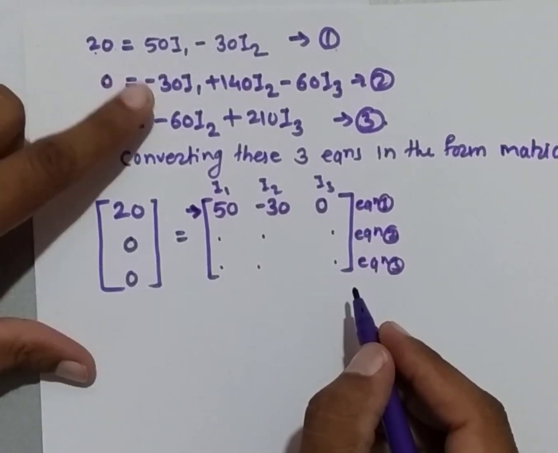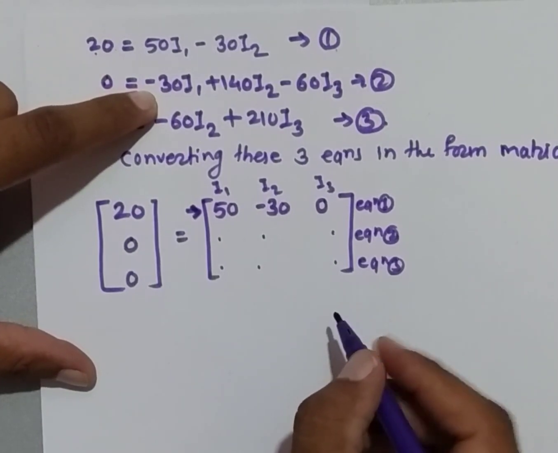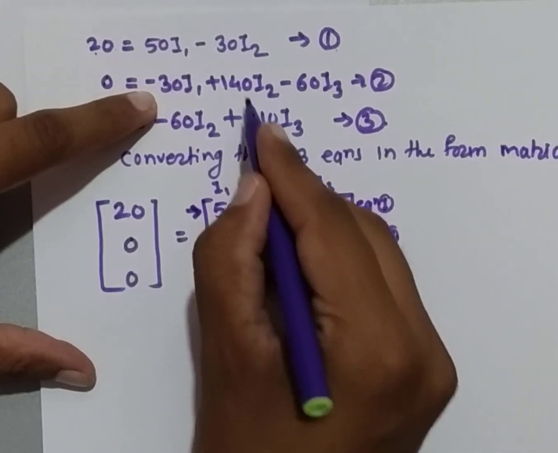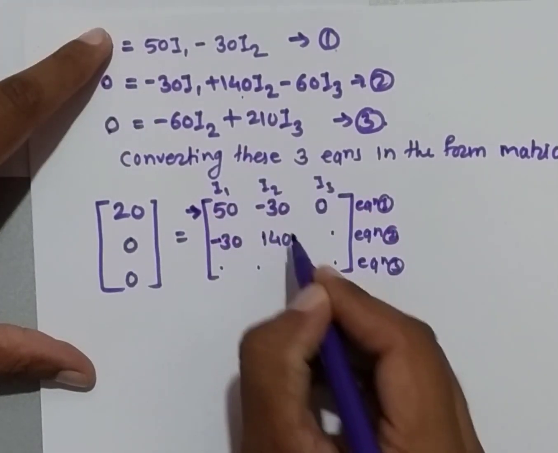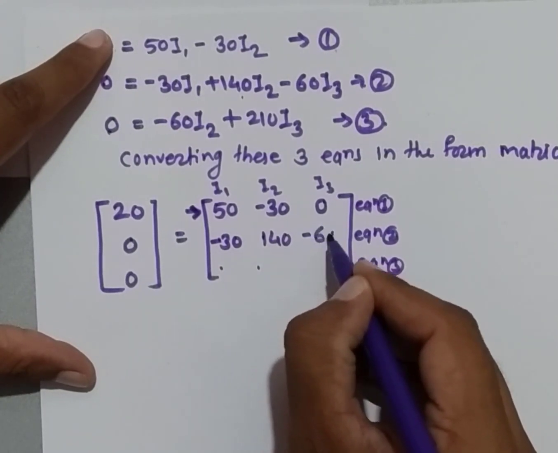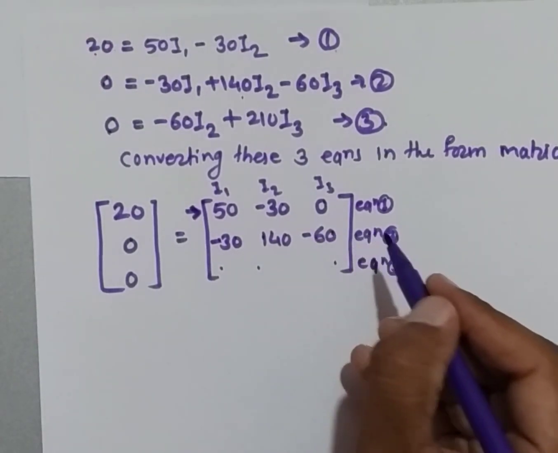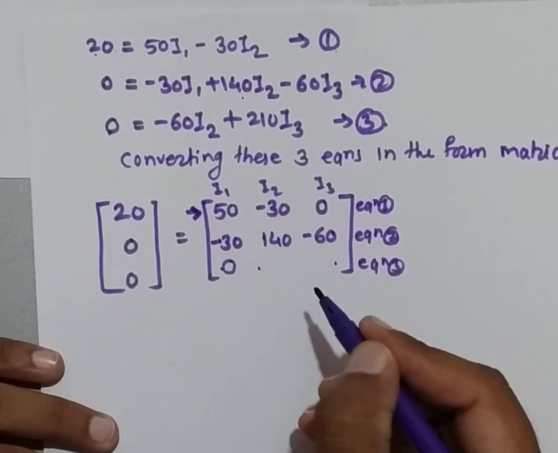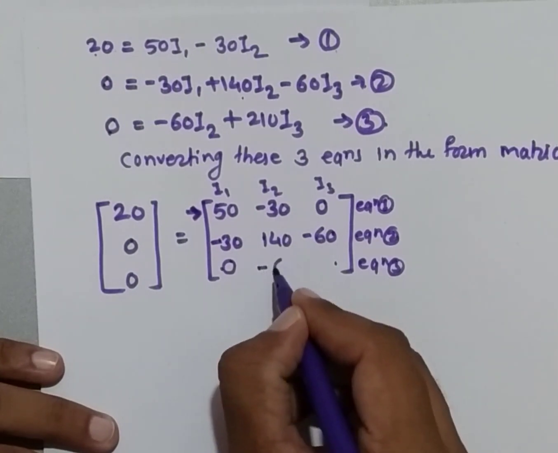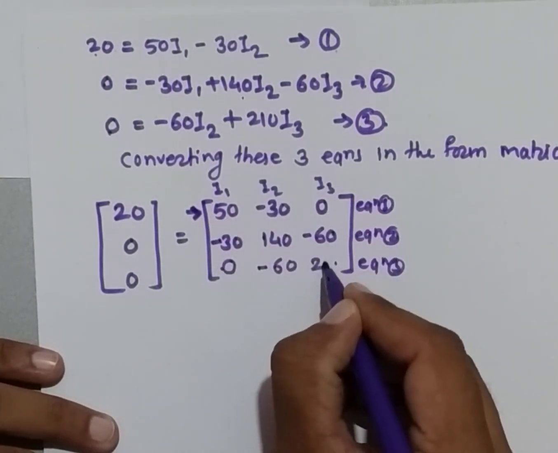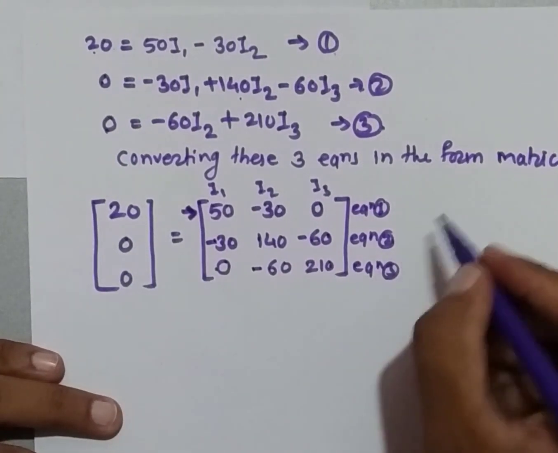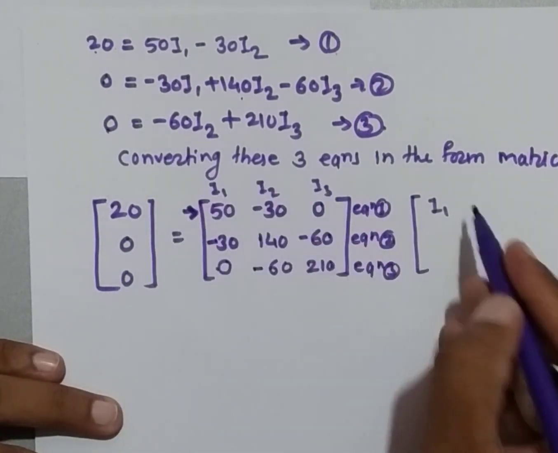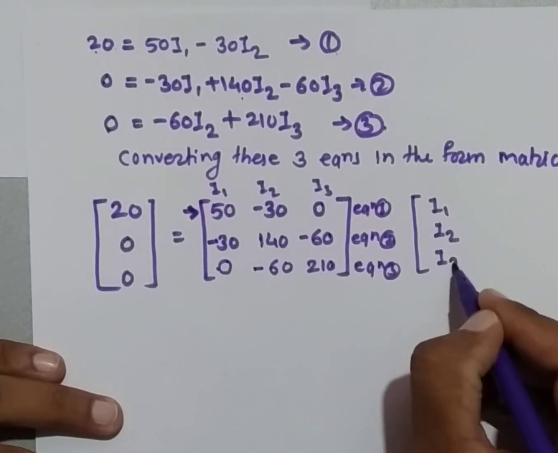Pay attention for equation number 2. What is the I1 term? It is minus 30. I2 is 140 and I3 is minus 60. And in the last equation, there is no I1 term, so we'll write it as 0. For I2 it is minus 60 and I3 has the value 210. And lastly, we are going to write a column matrix for the terms, that is I1, I2 and I3.